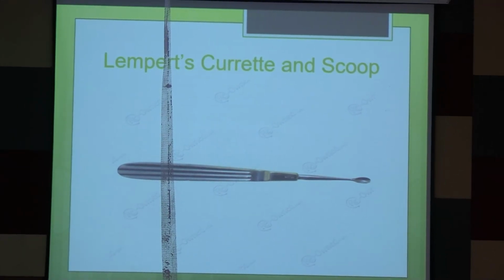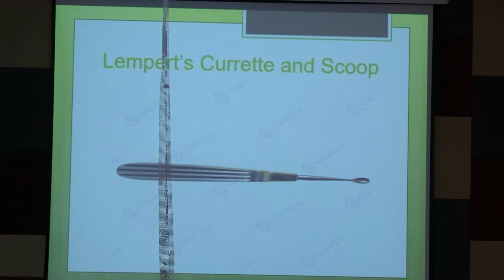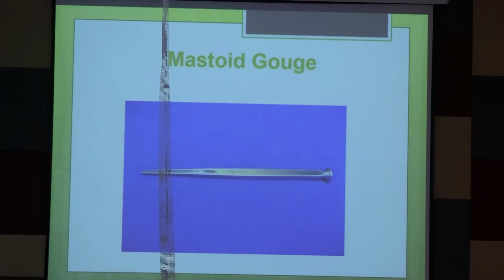This is a curette and scoop, nowadays not used, it is also used in ear surgeries, okay? Lempert curette and scoop. Gouge was used in the older days, mastoid gouge, okay? So for mastoidectomy purpose we used to use this instrument. Nowadays we are using a high speed drill, okay?